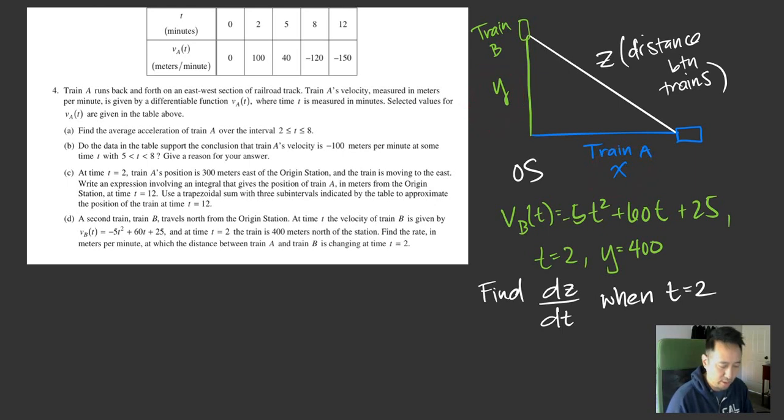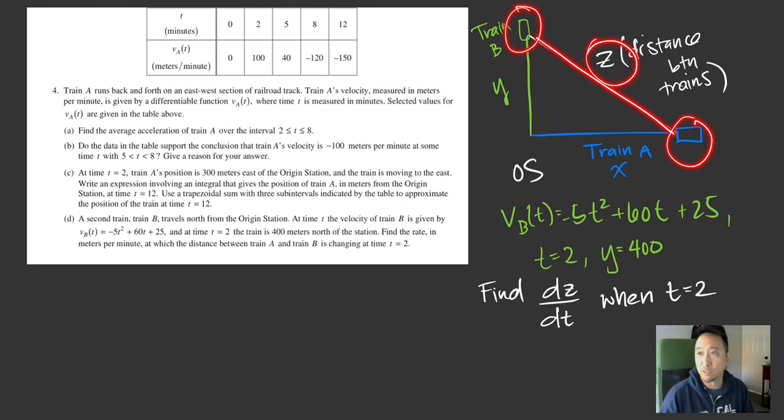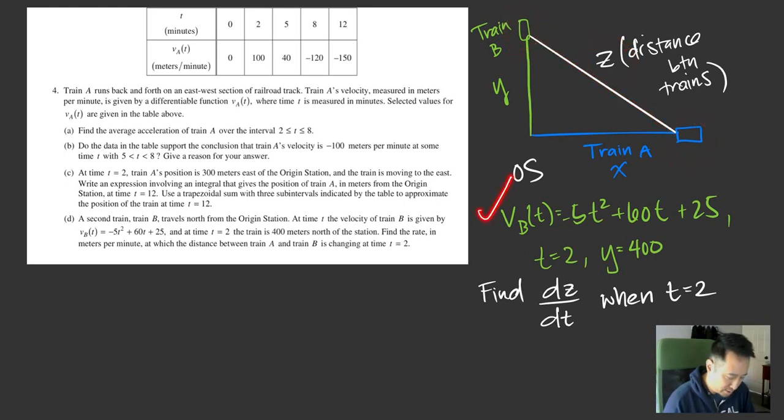If train B is right here and train A is here, then Z represents the distance between those two trains. They gave you the velocity of B. They gave you at time t equals 2 minutes, y equals 400, so the train is 400 meters away from the original station. So this will be 400 right here.